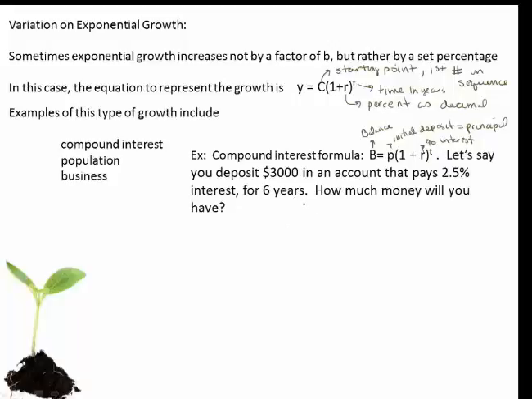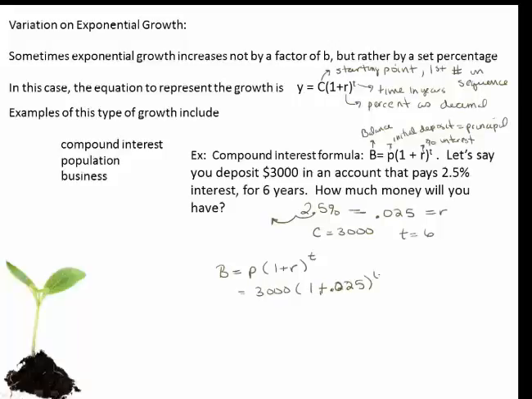Now what I need to do is, first I need to turn that 2.5% into a decimal. So I move two places to the left, so that's going to be 0.025, so that's r. C is my initial deposit of 3,000, and t is 6 for 6 years. So when I plug that in, I'll have the balance is equal to 3,000 times 1 plus 0.025 to the 6th. We do what's inside the parentheses first, so that's 1.025 to the sixth. Next comes exponents.